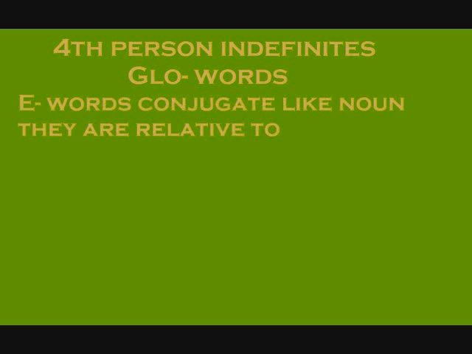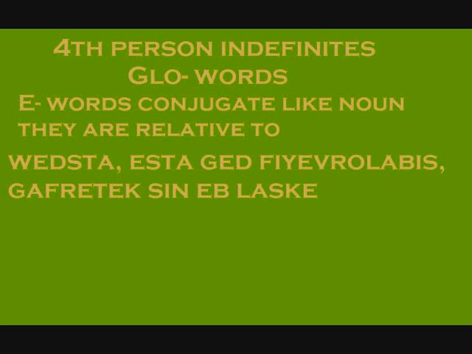Note that GLO nouns often take the fourth person, and that esta, as a relative pronoun, will always take verbs conjugated in the person corresponding to their relative noun. GLO, wed, and VU pronouns can all take fourth-person verbs. This happens when they're not referencing a specific individual. Note the difference between these two. Wedsta esta ged fievro labis, gafretek sineblaske. Someone, who will not be named, took my cookies. This is implying that a specific individual did the taking.